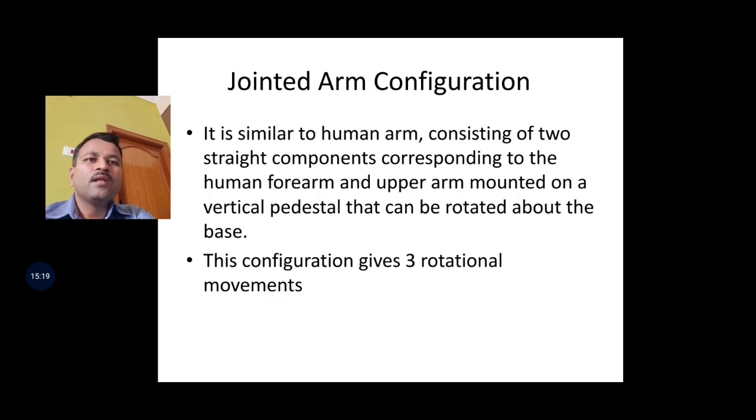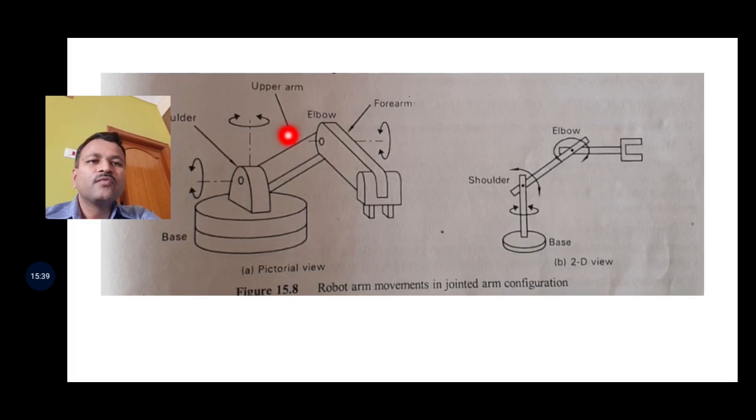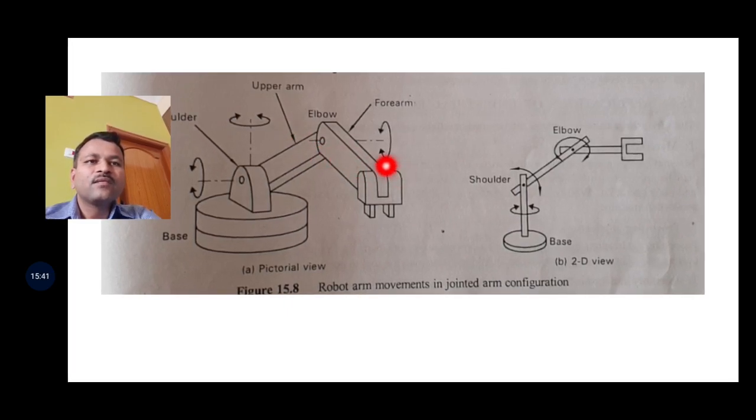Next, jointed arm. The last one is the jointed arm configuration. It is similar to a human arm. The same way as a human arm, it consists of two straight components corresponding to the human forearm and upper arm, mounted on a vertical pedestal that can be rotated about the base. So the configuration gives three rotational movements. You can see here, like a human arm, the upper arm and forearm. Mechanically, it's a gripper. The jaws are there. In this gap, it will hold the object.